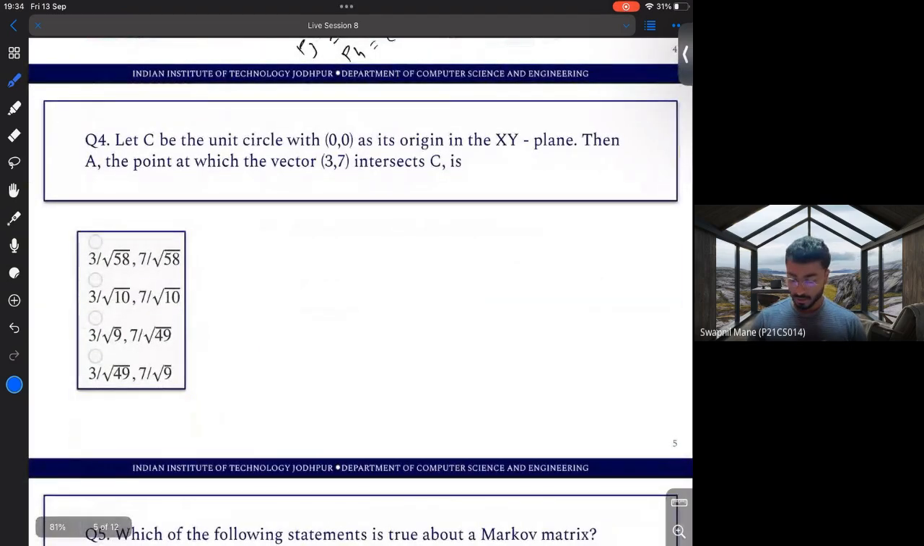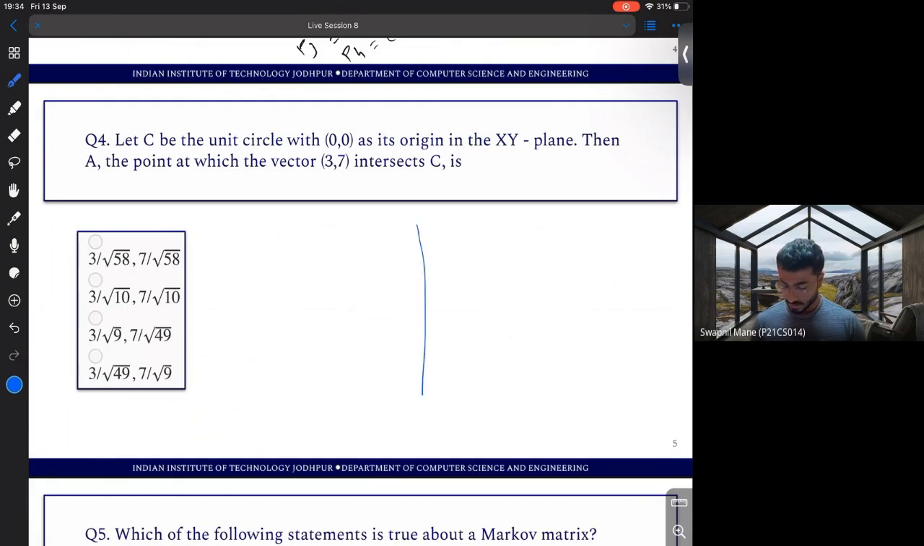Yeah, let's move to another question, which is a mathematical calculation. Let's see what exactly it is saying. Let C be the unit circle, right? Unit circle with (0, 0) as its origin in the xy plane.